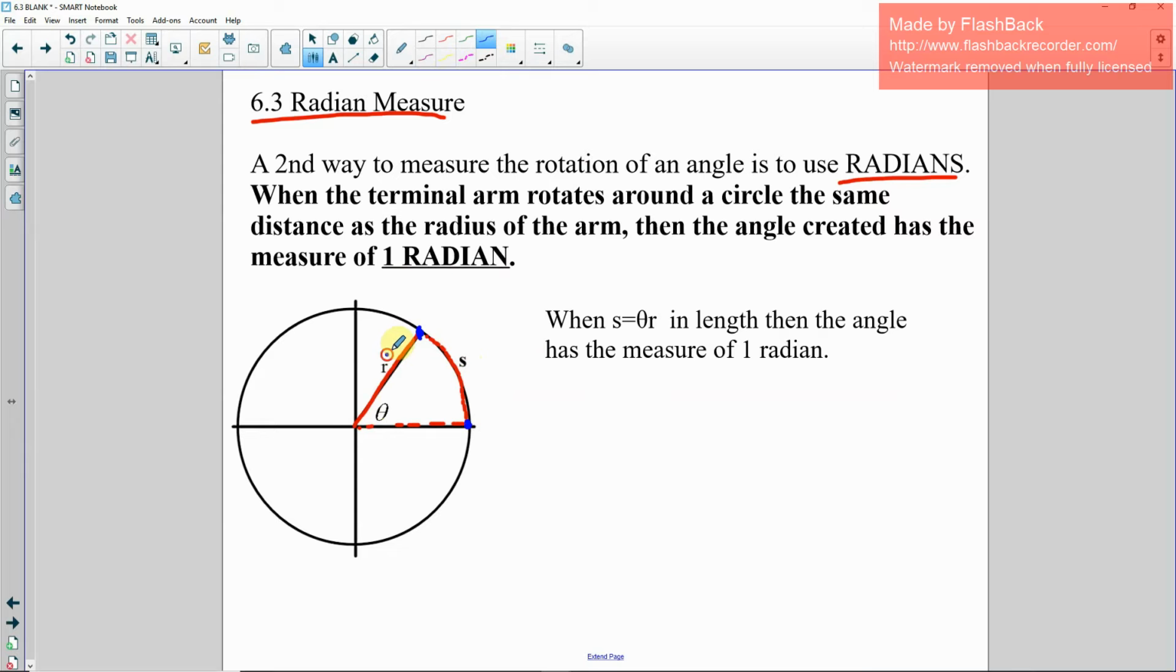Let's say the radius was 2. Once that arm has traveled an arc length, which we call s, and let's say that's also 2, then that's 1 radian. So the formula for that is s equals theta r, where s represents the arc length. The arc length is just the curved part of the circle where that arm is traveling. So it's that distance, say, from here to here, that's s, the arc length.